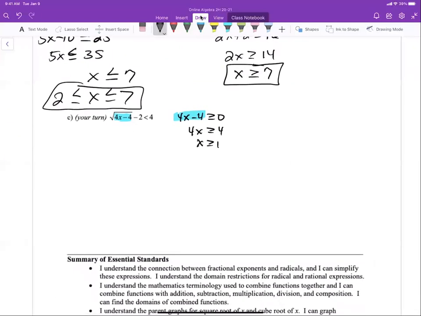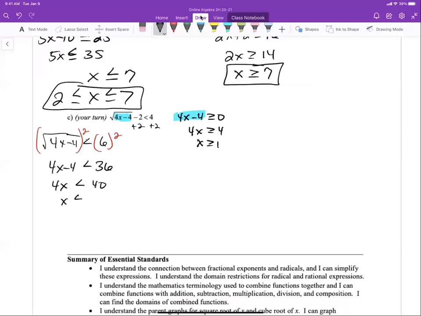Now I solve this problem just like I have in previous equations with radicals. Well, we need to isolate that radical, so we're going to add 2 to both sides of the equation, and I find that the square root of 4x minus 4 is less than 6. Now I can square both sides of the equation, and I find that 4x minus 4 is less than 36. I have to add 4 to both sides. 4x is less than 40. X is less than 10.